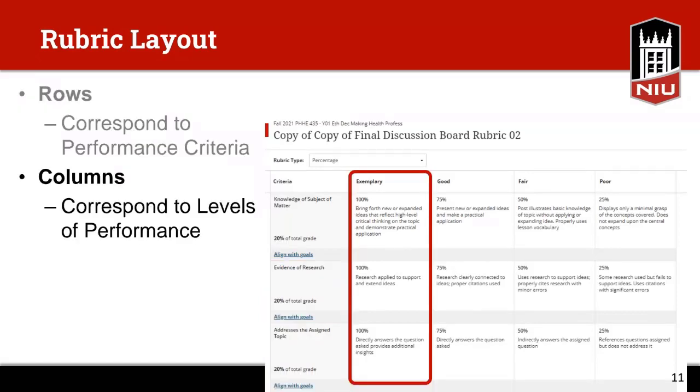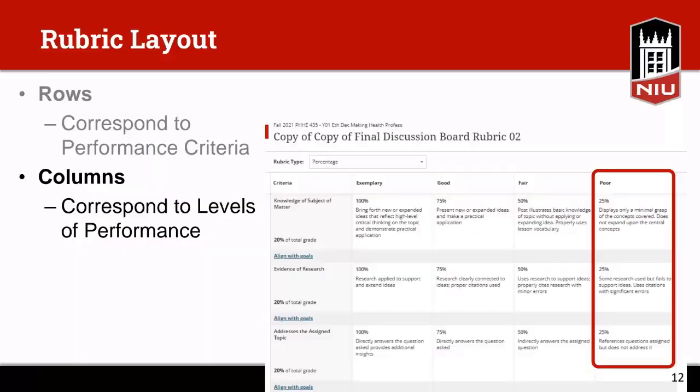The next aspect in the rubric layout is the columns, and the columns really correspond to the level of performance. And this is kind of arbitrary, whether you want to put the highest level all the way to the left, or reverse that and have the poor one first and just switch places. All this is done when you're developing the criteria.